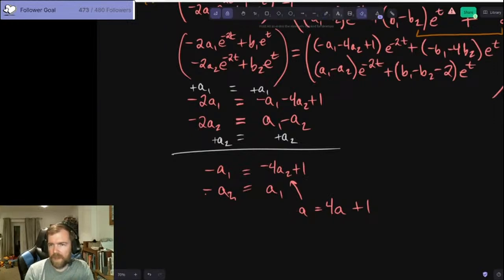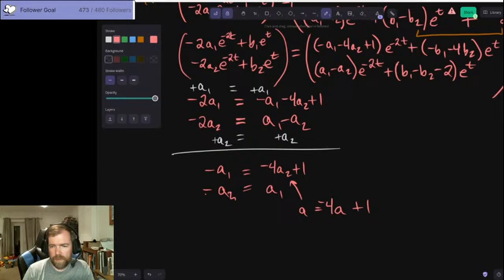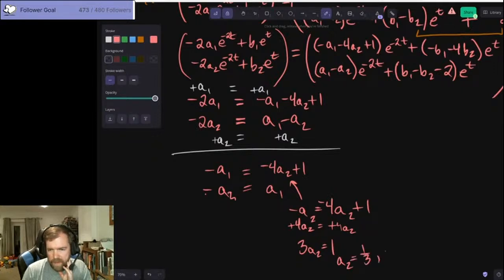But if we plug it in the other way, though, this will allow us to add instead of subtract. If we add a 4a2, then we end up with a 3a2 is equal to 1, so a2 is going to be a third. And therefore, a1 is going to be negative.